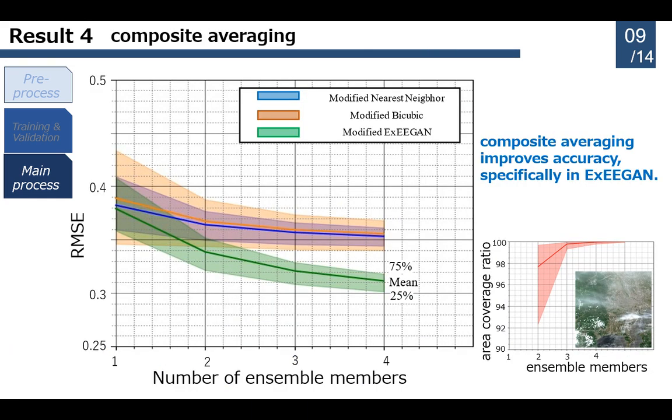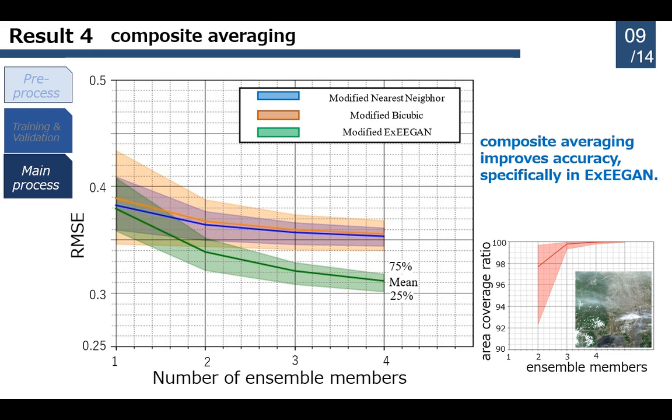Composite averaging is the averaging operation with other albedo data taken on different dates. So this panel with vertical axis of RMSE indicates the error decreases with the number of ensemble members. Thanks to our solar altitude correction, we have consistent albedo values, so we can do composite averaging without spreading the range of the uncertainty.